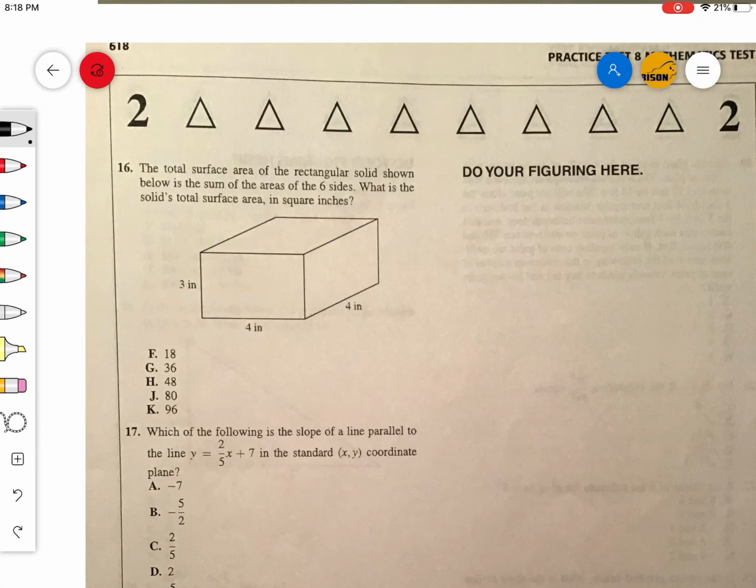Total surface area of a rectangular solid shown below is the sum of all the areas of the 6 sides. Which is the total surface area in square inches? Your classic example. Don't read too much. Just figure out what the question is. What's the solid total surface area? So I need to find the area of the front here.